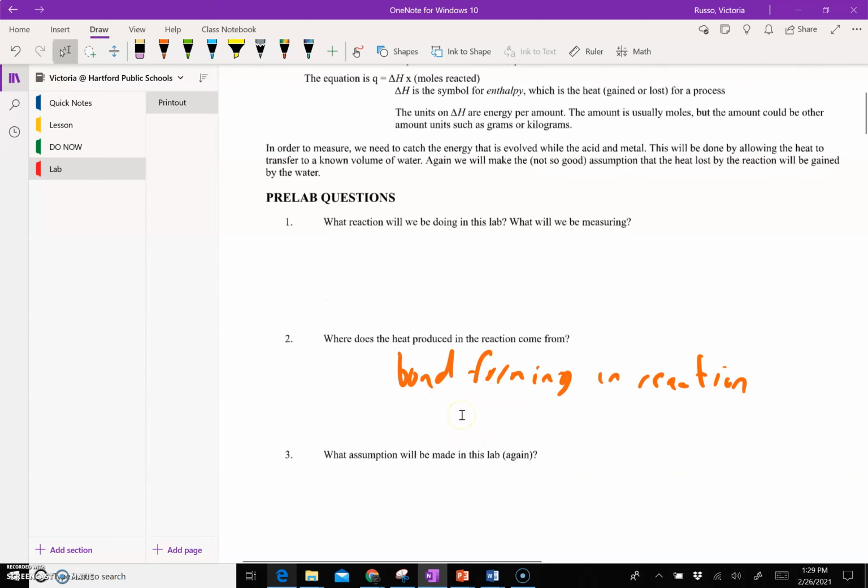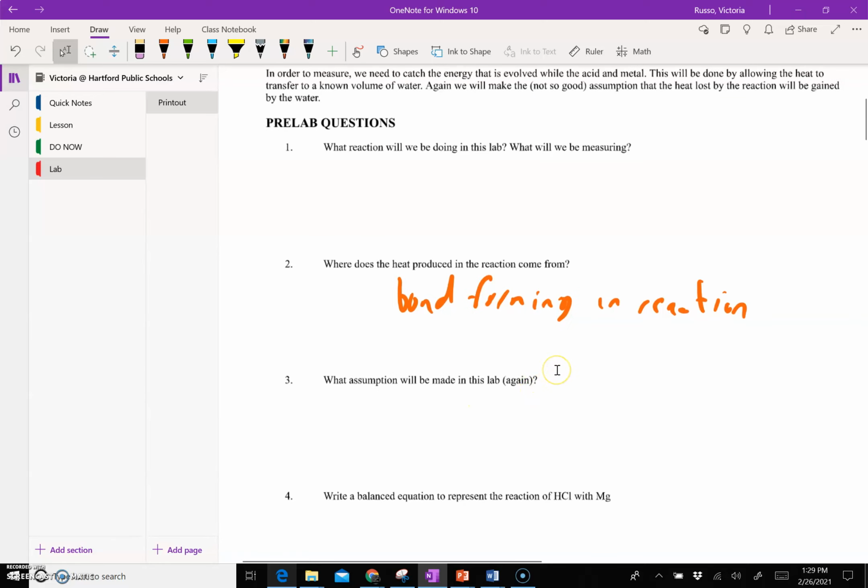The assumption that we're always making, and this assumption is definitely not true, is the assumption that the heat lost by the reaction will be gained by the water. And we know that I use a cup from Dunkin' Donuts. We know that that is not exactly true, and some of the heat may be lost to the air. And so we're going to talk about that later in the lab.